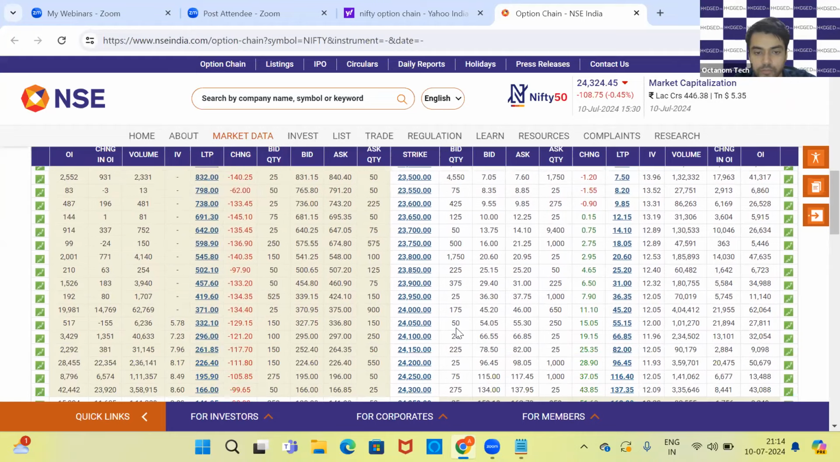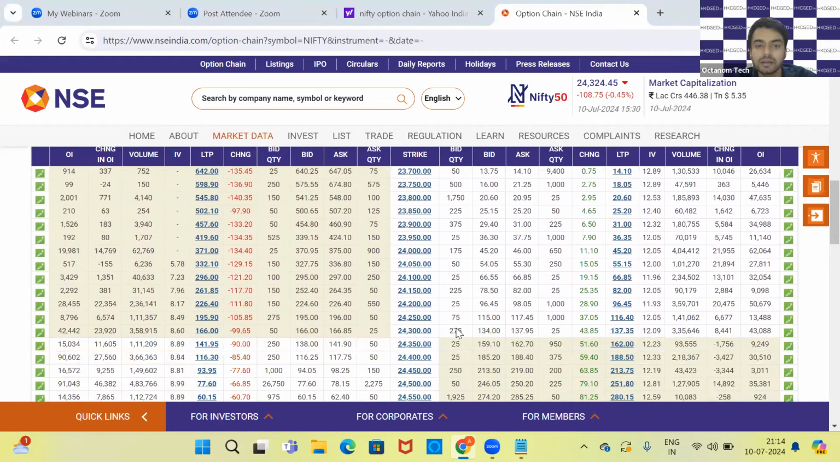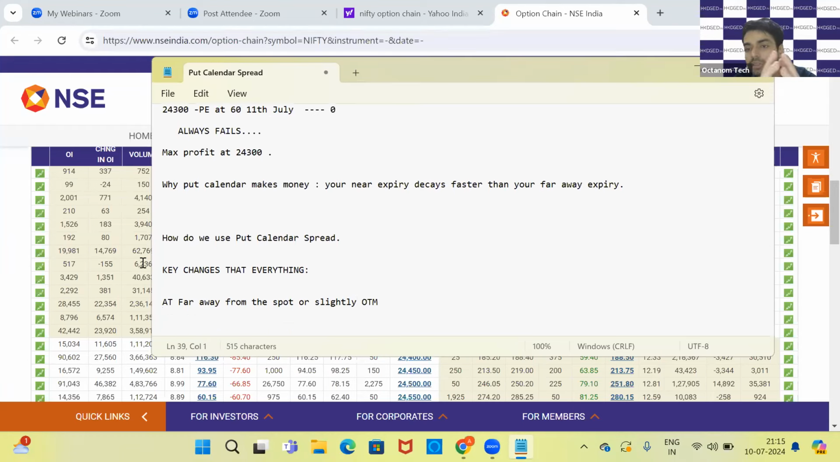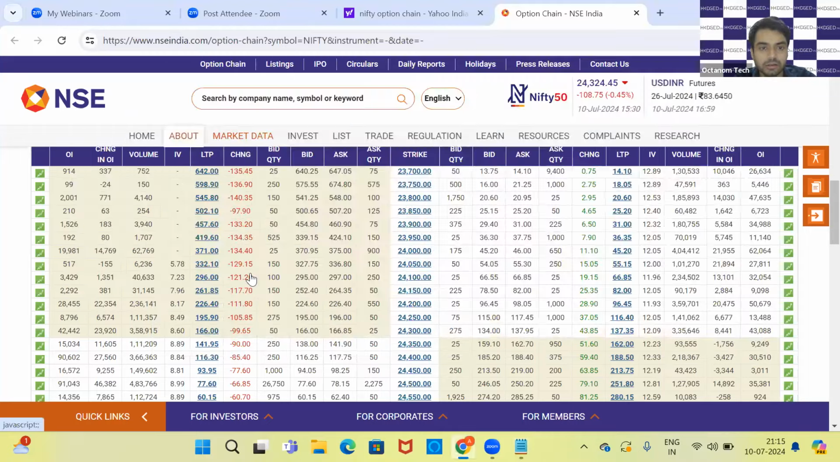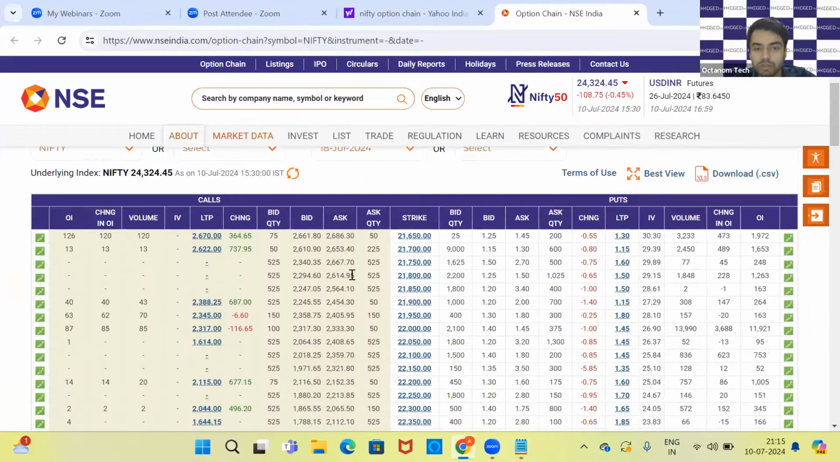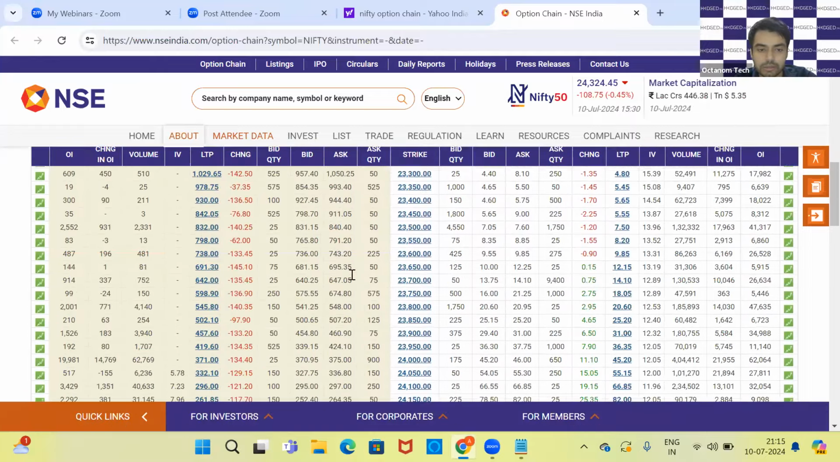1000 is 45. Now, what was the key? That if we take put calendar spreads at far away or slightly out of the money, at far away from the spot or slightly out of the money. Now just remember this. The far you take from the spot price, let's say Nifty is trading at, where is this, yeah, Nifty is trading at 24,300.